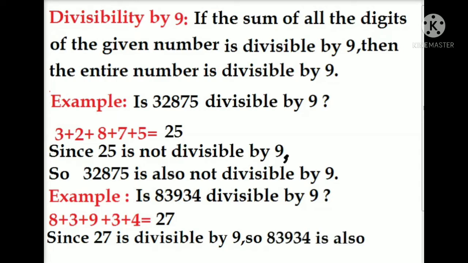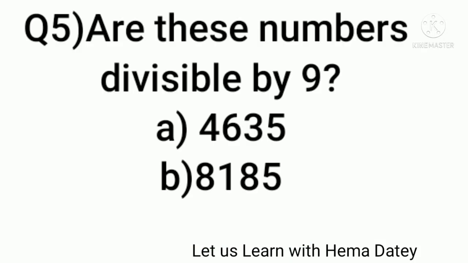Next question: is 83934 divisible by 9? So we will add all the digits. We get 27. Since 27 is divisible by 9, so 83934 is also divisible by 9. Did you realize that the divisibility tests by 3 and 9 are almost the same?